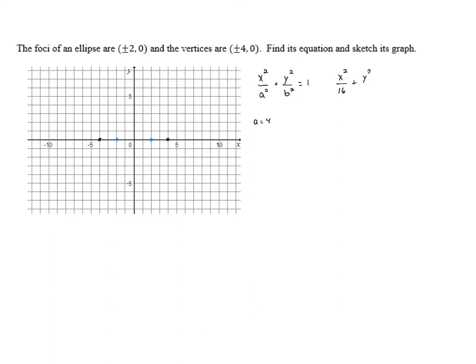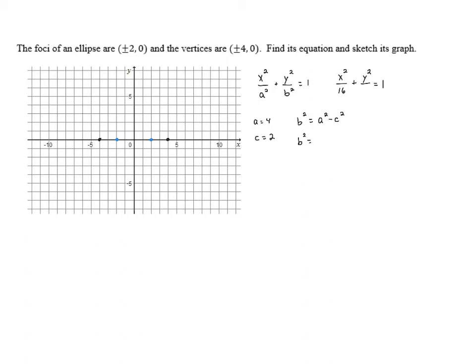The only thing left is to figure out what the value of b is so we can find the denominator on the y squared term. But we do know one more thing. Because the foci are at plus or minus 2, 0, this tells us that the value of c is 2. And we can use the relationship b squared equals a squared minus c squared to figure out the value of b and then the denominator in the y squared term.